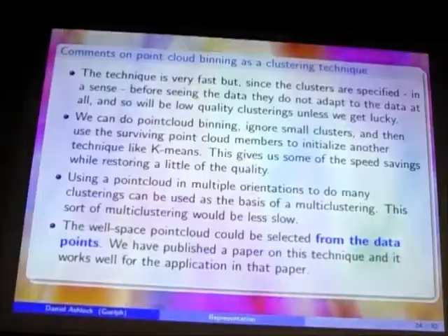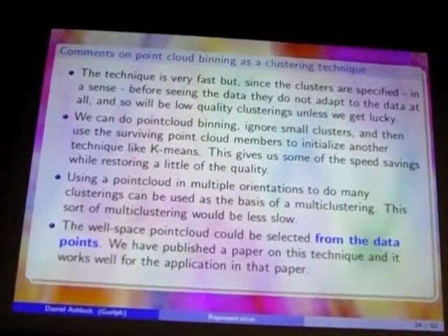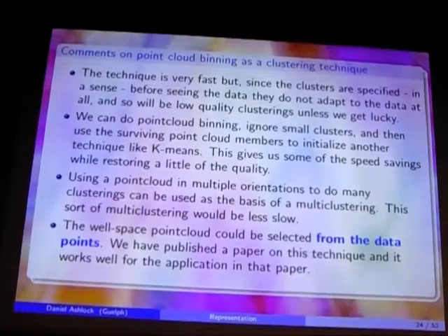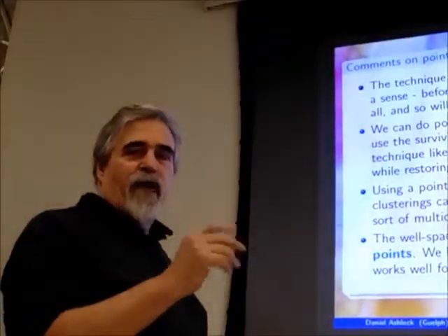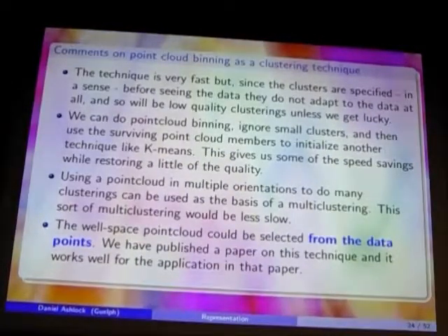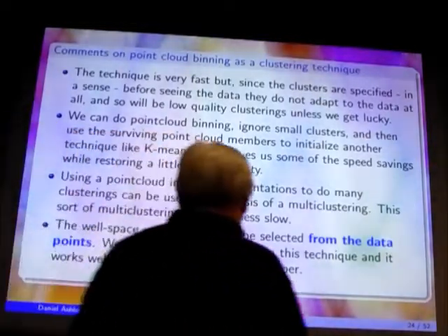Then using a point cloud in multiple orientations to do many clusterings can be used as the basis of a multi-clustering. Instead of doing a lot of k-means clusterings, I do a lot of random hyperoctahedral symmetries of the point cloud and use those to build the associator matrix, which is less slow. I can't quite with a straight face say fast. And then the well-spaced point cloud could be selected from the data points. That's what I was mentioning.